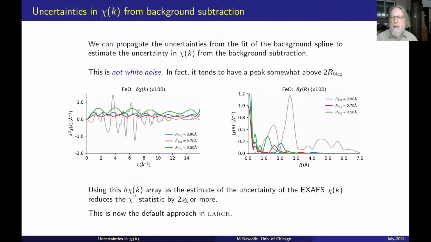So we use this, and as you can see, there's a pretty enormous impact on what the uncertainty in the data is. And so we now, by default, use this if it's available. So if you've done the background subtraction in the same process as you're doing the fitting, that uncertainty will be available and it will be used in the fitting with Feff calculations.